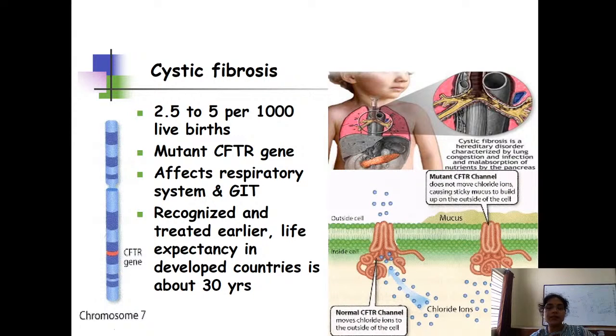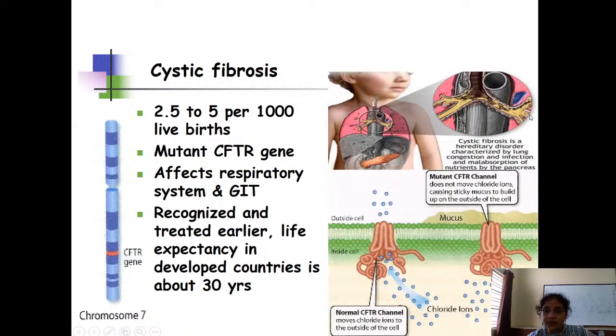Cystic fibrosis is seen. It is due to a mutant CFTR gene. It affects the respiratory system and GIT. Recognized and treated earlier, life expectancy in developed countries is about 30 years. So you see this chromosome 7. CFTR gene is on chromosome 7. Okay.